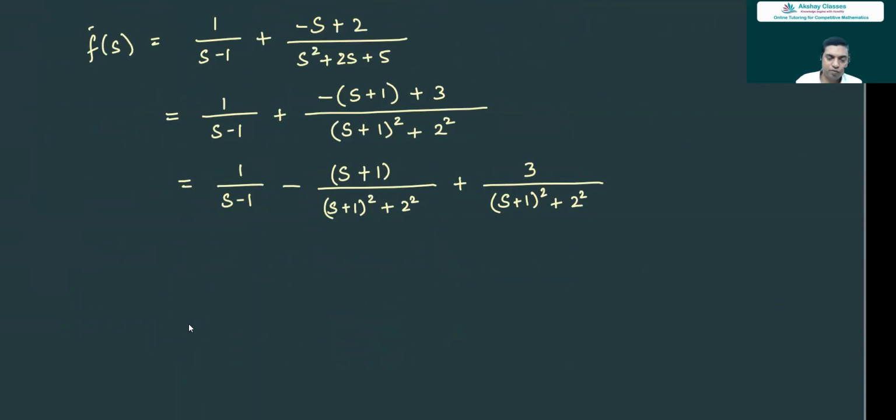So now these are standard forms. Now we can take the Laplace inverse of this given function. I'll directly write the results. Laplace inverse of 1 by s minus 1 is e power t. Minus, now s is replaced by s plus 1, so s minus of minus 1, so e power minus t here, and this is s by s square plus a square, so cos 2t.